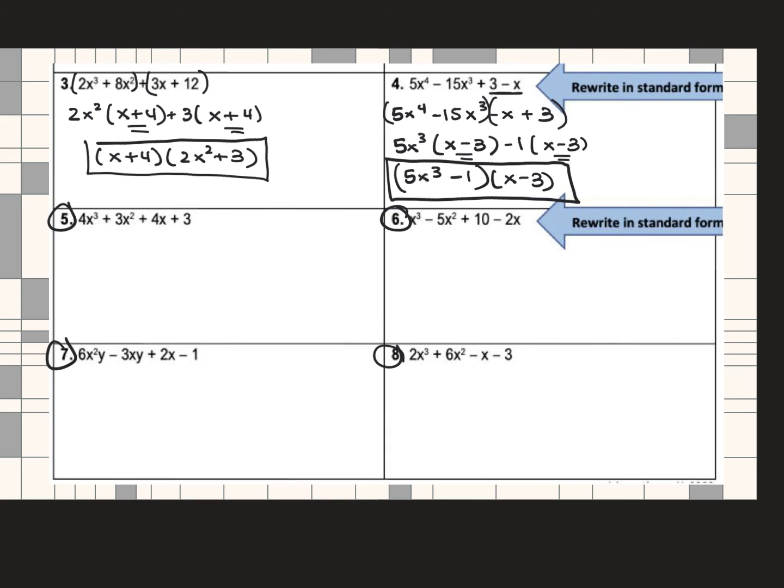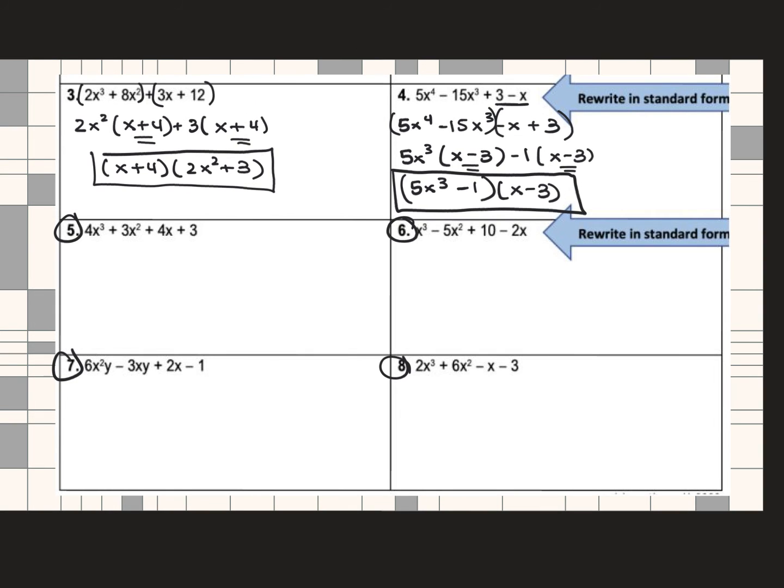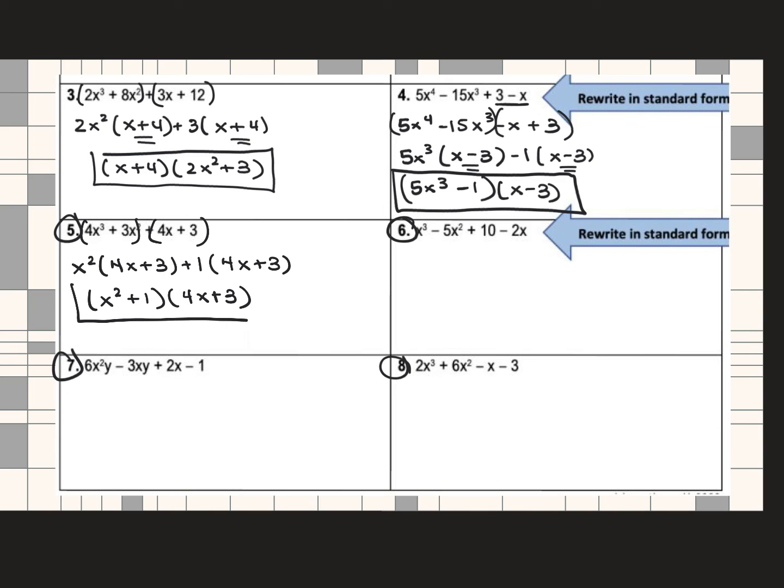All right, taking a look at number 5, again, we're going to group the first two terms and group the last two. So I have 4x cubed plus 3x squared. So they have x squared in common, and I'm left with 4x plus 3. And we can see here the last term, here we have 4x plus 3. So the only thing that we can pull out is a 1, because again, we have to have that placeholder. So we have 4x plus 3. Grouping my GCFs of x squared plus 1, and what we have left in parentheses of 4x plus 3.